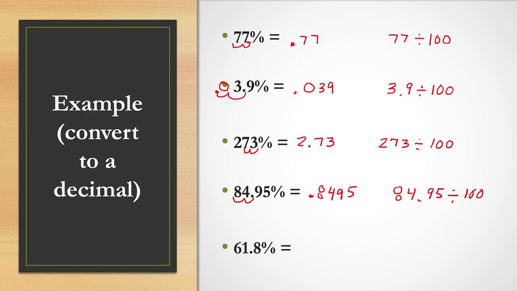All right, and finally 61.8, we'll move it 2 places to the left, putting the decimal in the front. So our answer will be 0.618. Or if you're using your calculator and you want to divide by 100, you can type it in like this and get the same answer.